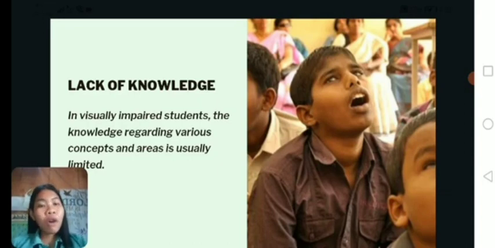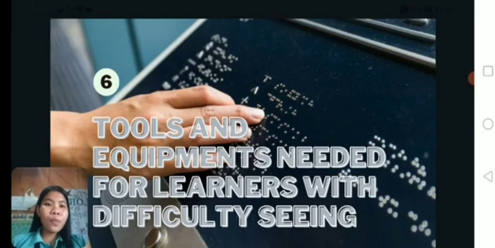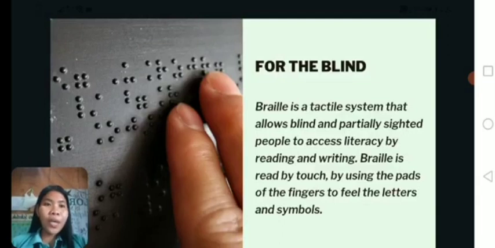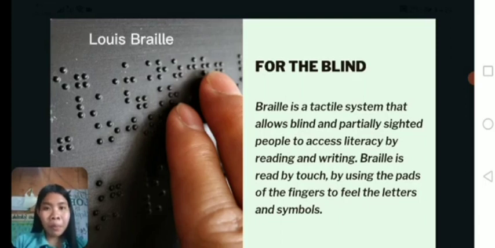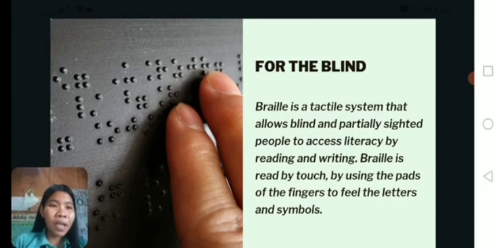Now let's move on to the tools and equipment needed for learners with difficulty seeing. These are the assistive devices for students who are visually impaired. For the blind, Braille, invented by Louis Braille, is a tactile system that allows blind and partially sighted people to access literacy by reading and writing. Braille is read by touch, using the pads of the fingers to feel the letters and symbols.